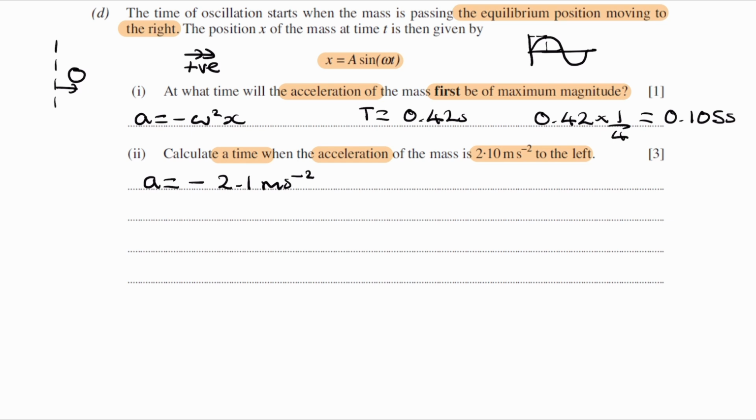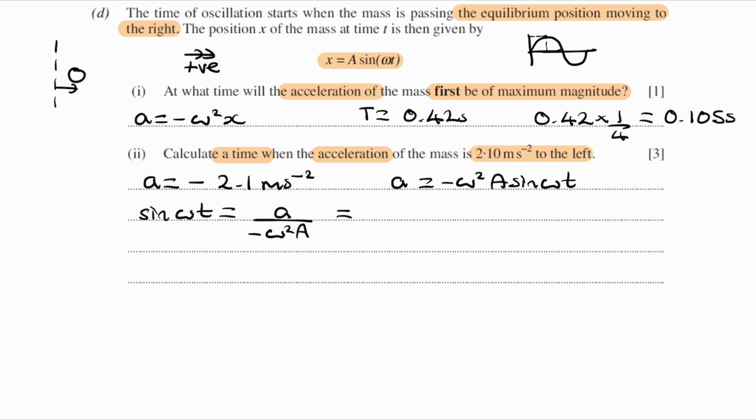Now we need to work out time. So acceleration is equal to minus ω²x. x is equal to this. So let's replace the x that we have here with A sin ωt. We get a is equal to minus ω² times x, which was A sin ωt. And now we want to solve for t. So let's rearrange for sine first of all. So sin ωt is equal to a over minus ω²A. Let's work out what that is.